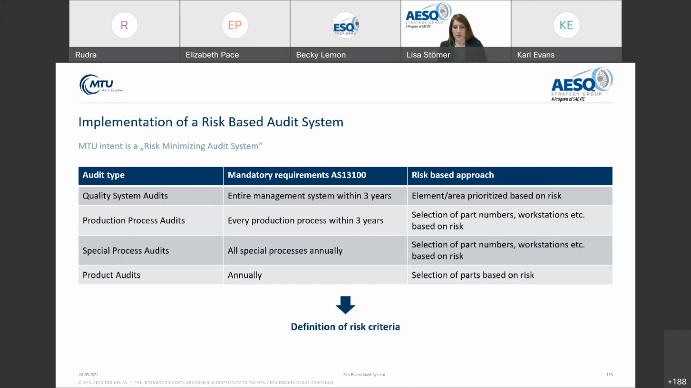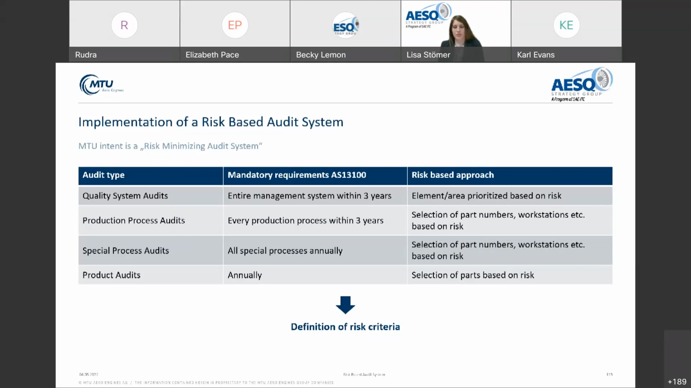And for these audit types, there are fixed frequencies which have to be fulfilled. You can see these in the second column. And as mentioned in the beginning, the frequency can be increased due to risk. So on the other hand, the risk approach can specify the scope of an audit. I put that in the right column here. So for QS audits, it's the area of focus, for example. For production process audits and also special process audits, it's, for example, a selection of part numbers or workstations. And also for product audits, the inspected parts can be selected based on risk. There is also a template in the reference manual that can be used for that.